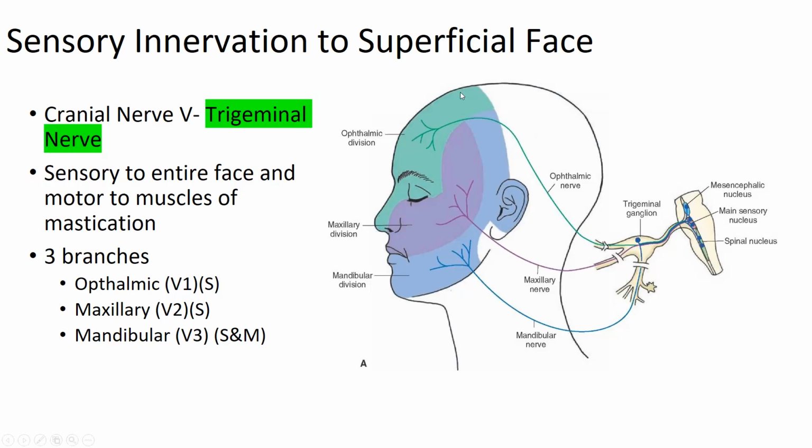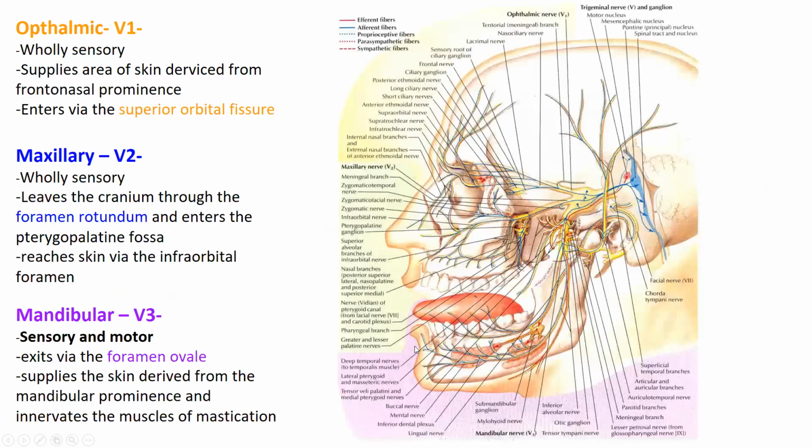This is the sensation pattern. Usually it's not going to be at the margins. It'll be forehead, cheek, and jaw they'll be tested. Ophthalmic, wholly sensory. Maxillary, also wholly sensory. And then mandibular is going to be your sensory and motor. Your mandibular branch is going to do the muscles of mastication. We talked about foramen rotundum, foramen ovale, and I think superior orbital fissure was on there as well. Crazy looking diagram. This is scary looking. Don't worry about that.